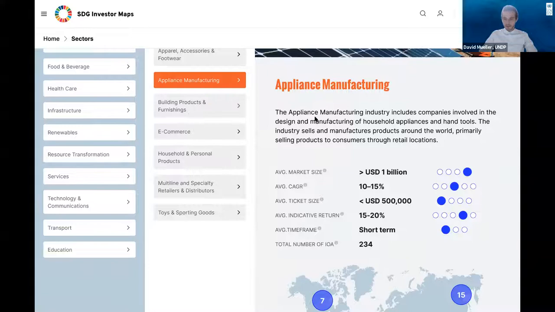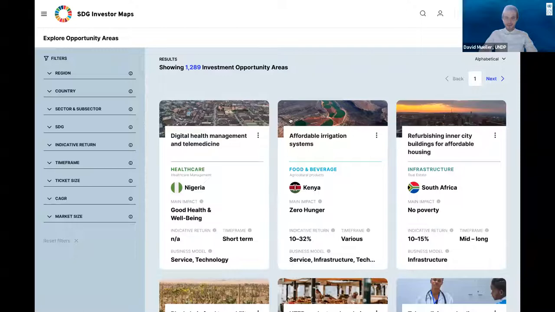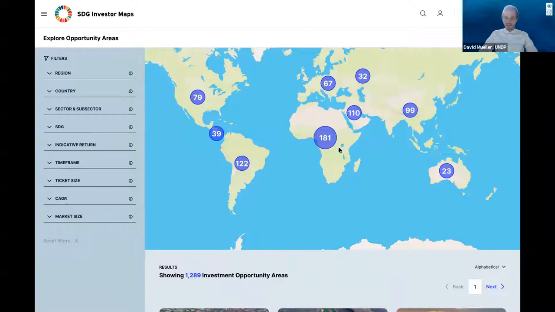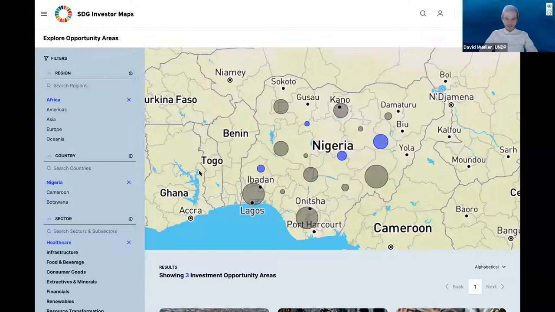We'll also have a view of the investment opportunity areas on a map, which of course is where the name SDG Investor Map is coming from. So if we are seeing the opportunities here and diving into the African continent and go even further, in this case, Nigeria, but just more or less in the neighborhood, we'll have Ghana, where we can see within the country where specifically the investment opportunity areas are.